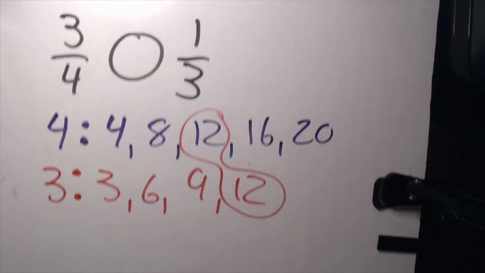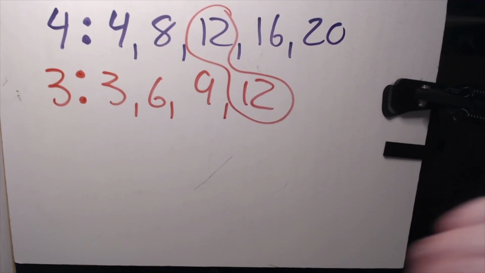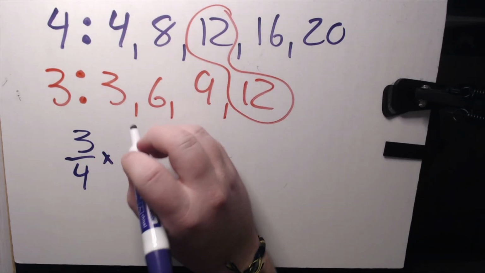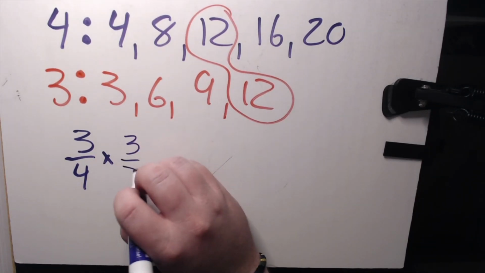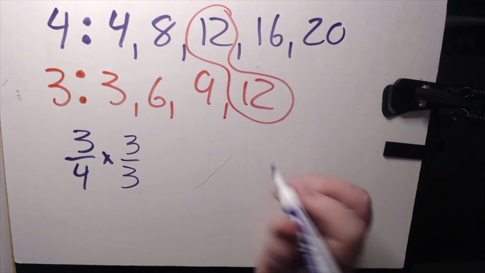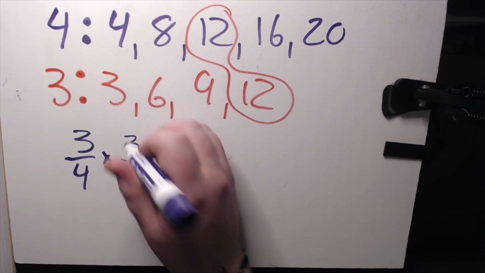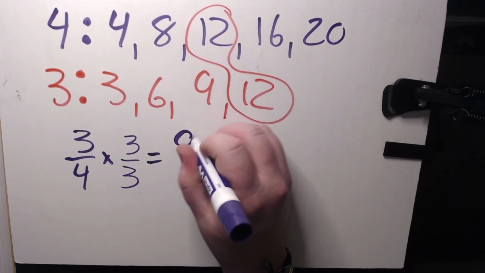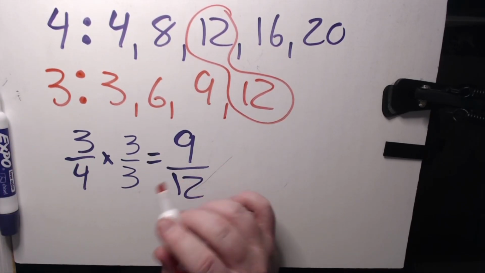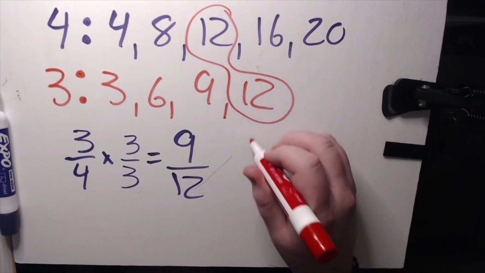So now we have to do some multiplication. So let's go ahead and bring this camera down for a second, and we are going to do 3/4 times 3/3, because 4 times 3 is 12, and it's also our third multiple. And then because we're multiplying times 3 to the bottom, we have to multiply 3 times to the top. So we get 9/12. Now, I'm going to do the same thing for 1/3.